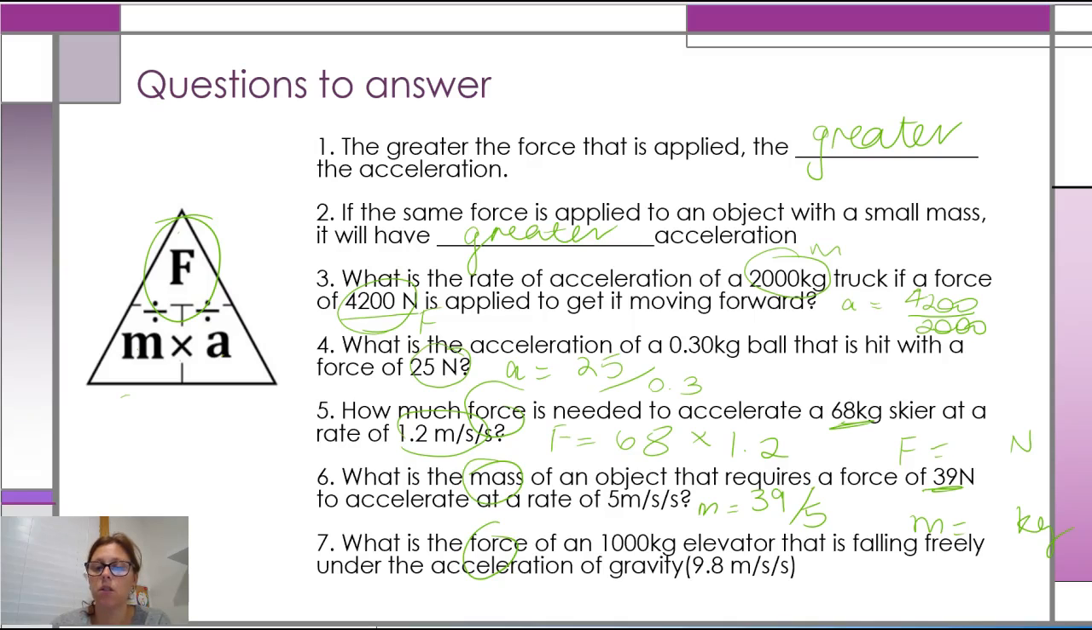What is the force? Force is equal to mass times acceleration. So our mass is 1,000 kilograms that is falling freely under gravity. And we did that gravity experiment a couple of weeks ago, and objects fall at the rate of gravity, which is 9.8 meters per second per second. So every second it's falling, it's going another 9.8 meters per second faster. So times by 9.8 and you'll get your force. Remember again, your answers are in newtons.